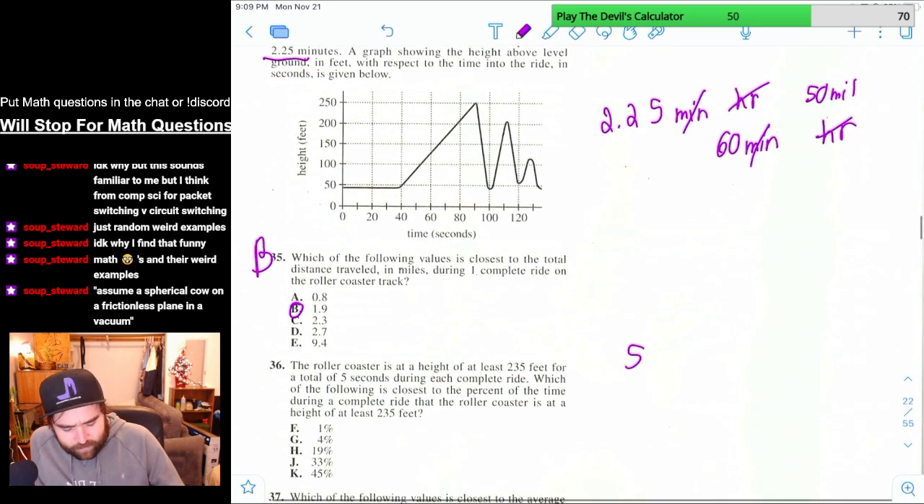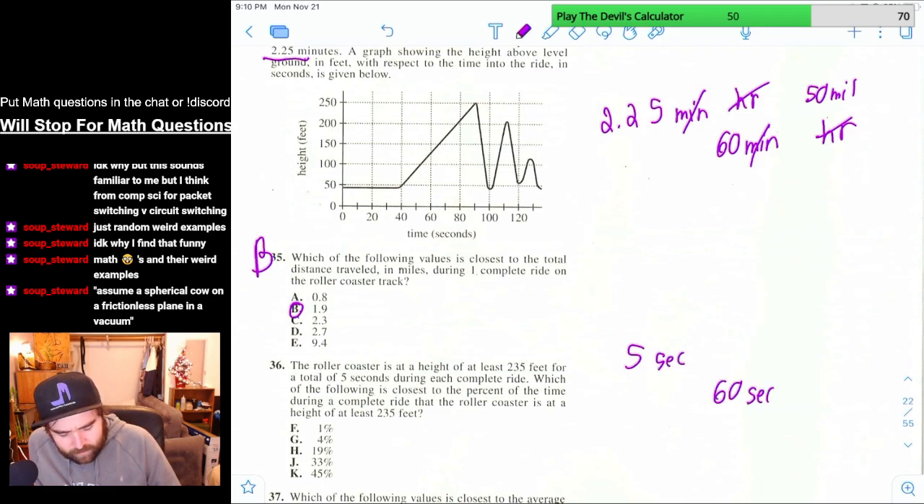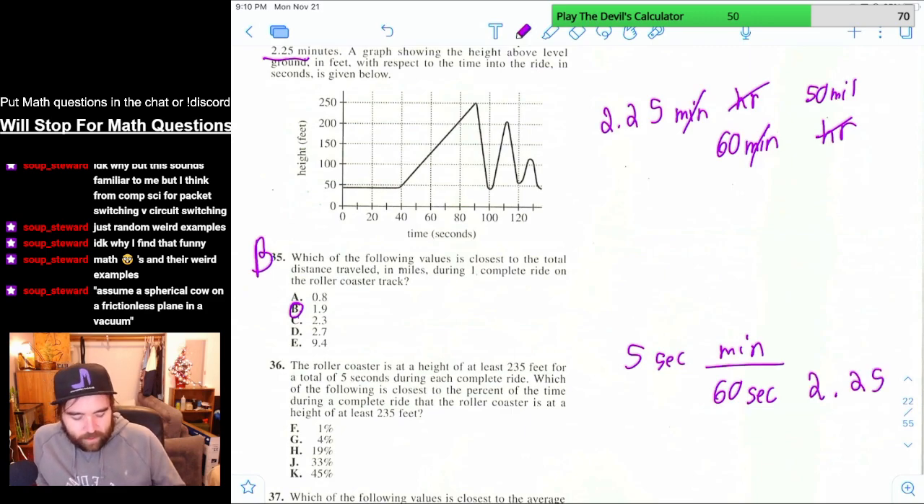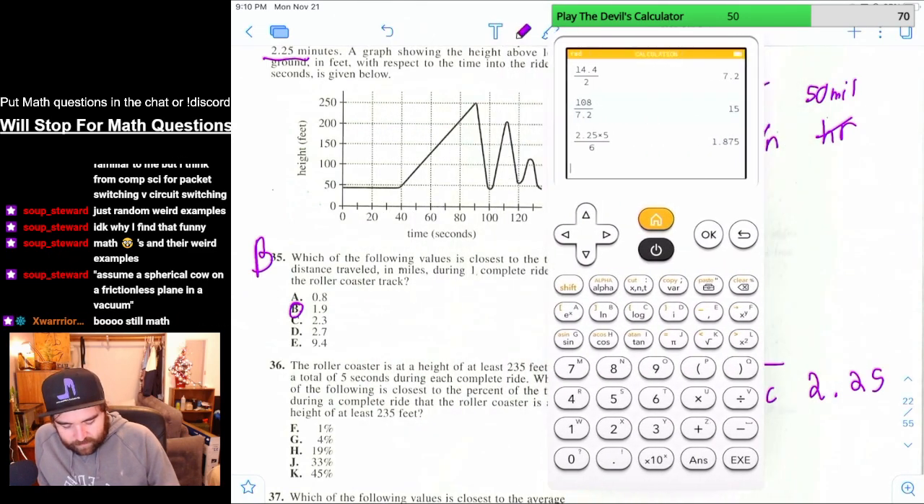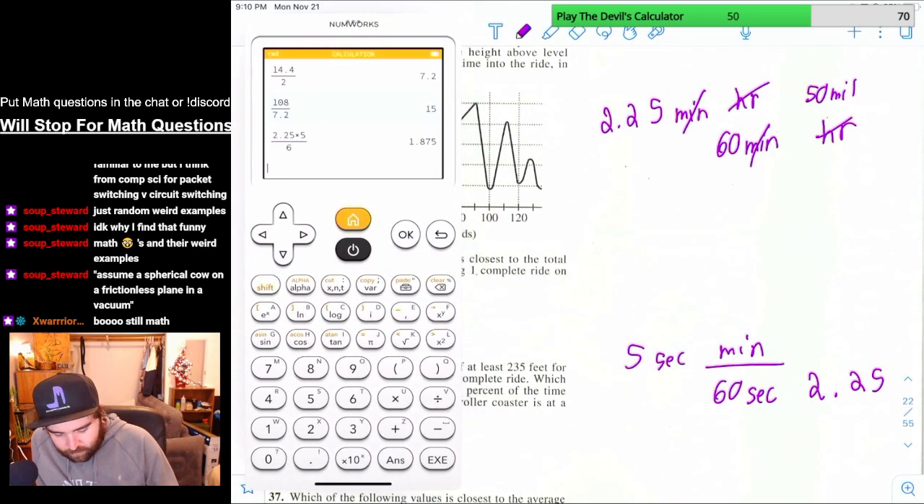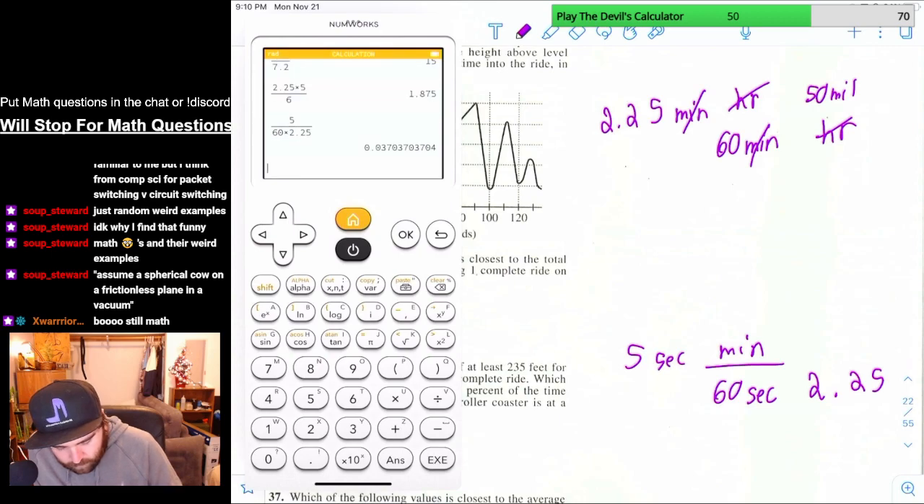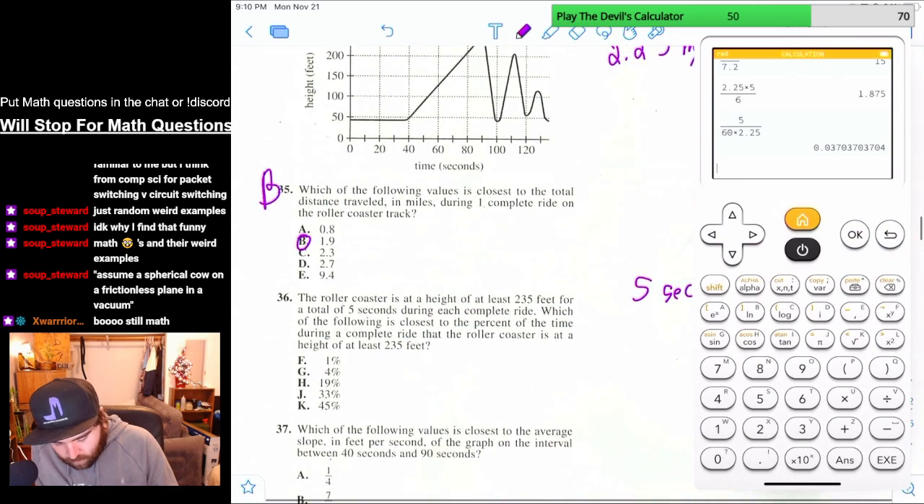I'm going to put this into minutes. So we have 5 seconds. There's 60 seconds in a minute. So now we're in minutes. And now I can just divide by how many minutes there were. That's a tiny percent. That's like 1%. 5 divided by 60 times 2.25. No, it's 3%. It's almost 4%. Yeah, 4%.